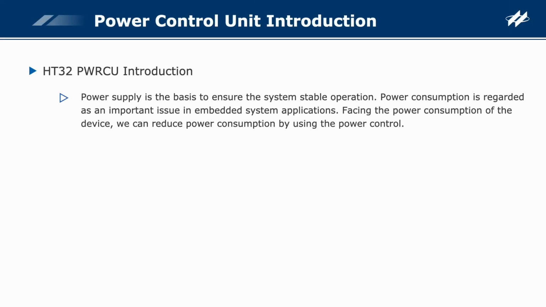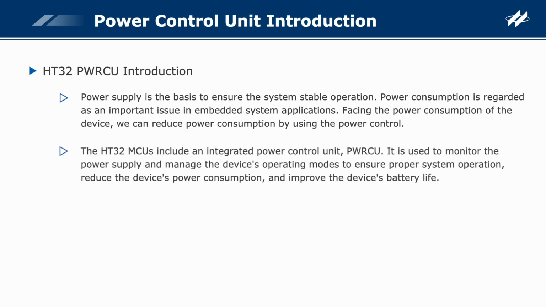Power supply is the basis to ensure the system's stable operation. Power consumption is regarded as an important issue in embedded system applications. Facing the power consumption of the device, we can reduce power consumption by using the power control. The HT32 MCUs include an Integrated Power Control Unit, PWRCU. It is used to monitor the power supply and manage the device's operating modes to ensure proper system operation, reduce the device's power consumption, and improve the device's battery life.